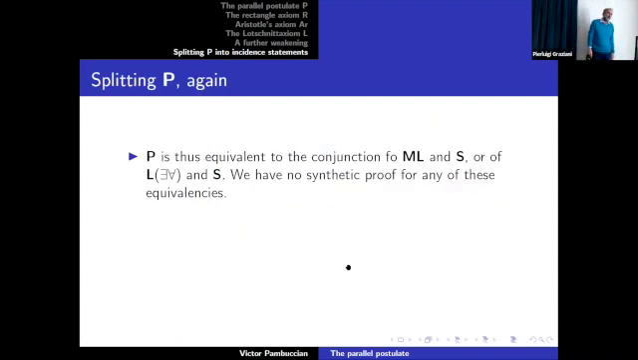Now, P is thus equivalent to the conjunction of anything equivalent to L and anything equivalent to the Aristotle axiom. So ML, L, this, S, you can put S exists in this extended version. Anyway, no synthetic proof of any of these equivalences is known.